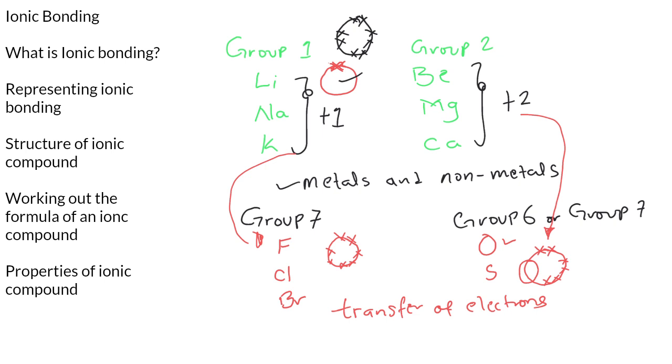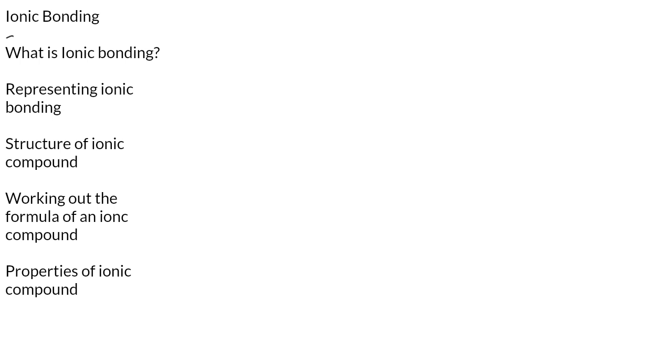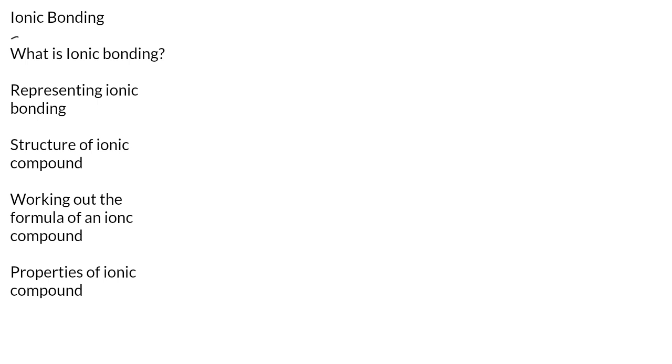Now that you have an understanding of what ionic bonding is, let's move on to see how we represent ionic bonding. We want to learn how to represent ionic bonds. It's something you must have seen me using so far. To represent ionic bonds, we use dot and cross diagrams.